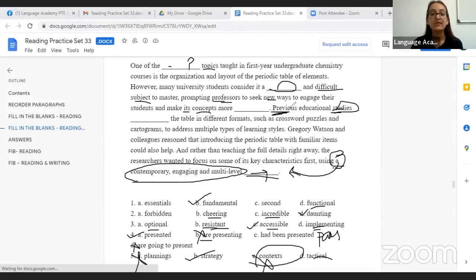And then "previous studies" cannot be future, and cannot be present tense. So we have to go with past tense, and the sentence is active voice. So we will not select "been". It will be "previous studies presented the table in different formats". And the last one, we needed a singular noun because "a" is written here. So that's why the answer will be "strategy", right?